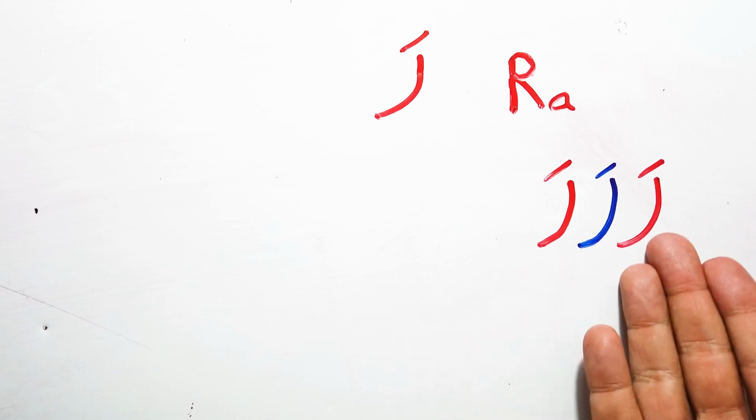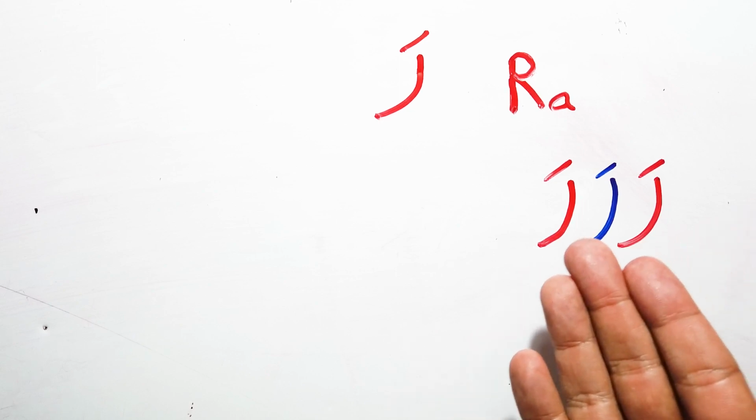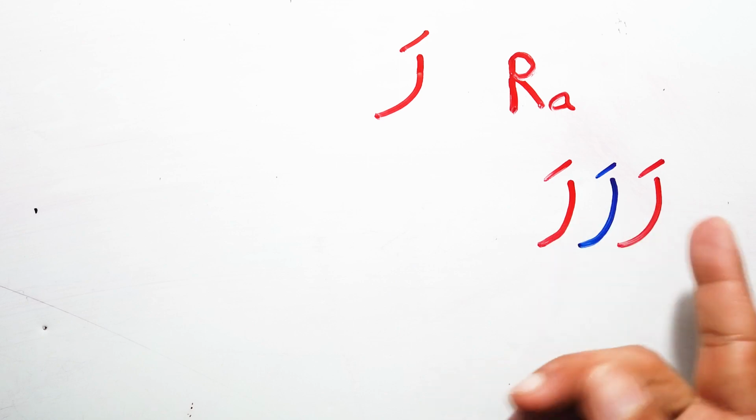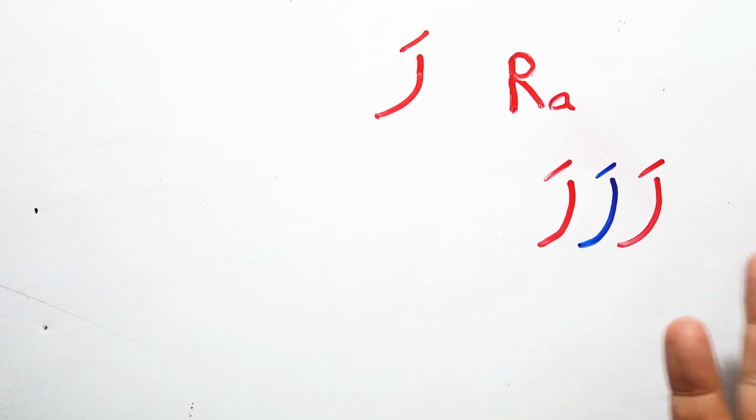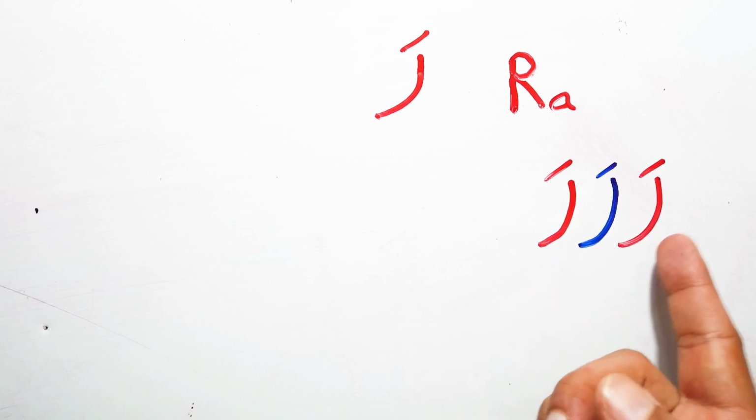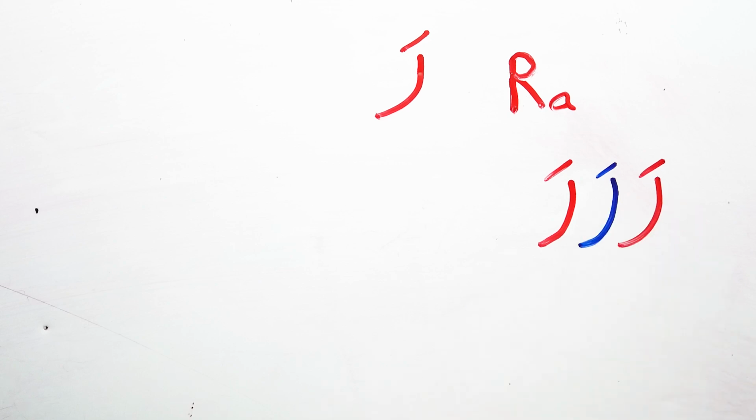Okay, so this is the shape of ra in the beginning, in the middle, and in the end. As you see, they are separated. Why? Because ra is a refusal letter. It doesn't get connected from the left side. Let's see the other shapes of ra in the middle and in the end.